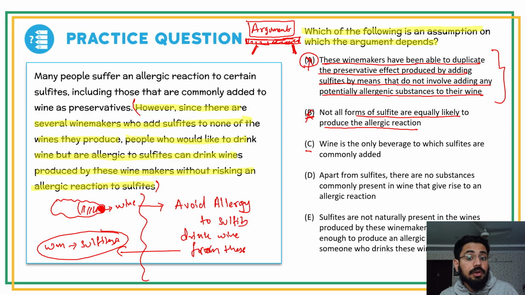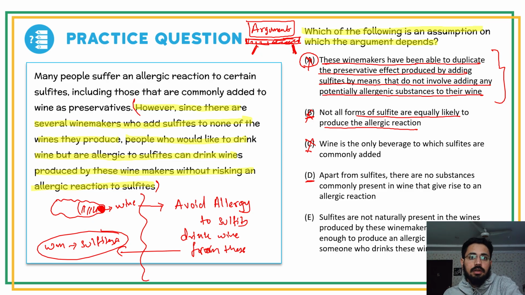How do I know that? Because I tried assuming the opposite and it did not have any adverse effect on my argument. Okay, C goes out. And if you tell me that, do you know, Sikandar, apart from sulfites, there are substances commonly present in wine that give rise to an allergic reaction, I would say, so what? I'm trying to save you from sulfite allergy.